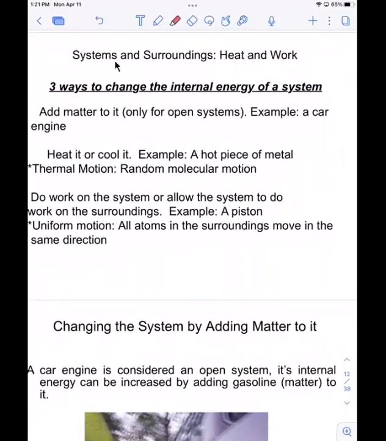You could heat it or cool it, and increase the thermal energy, or decrease the thermal energy by heating it or cooling it. Or you can do work on the system, right? You do work on it, or you allow it to do work on the surroundings. If the system is doing the work, the energy is going to drop. If the surroundings are doing the work on the system, the energy is going to increase.